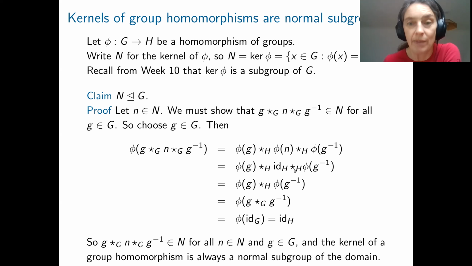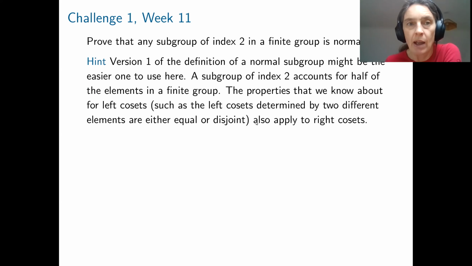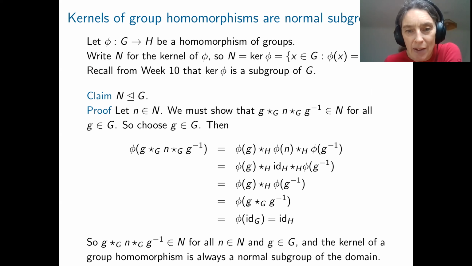That means it acts neutrally in H, so we can just leave it out, and say that this product of three things in H is just phi of g composed in H with phi of g inverse. Phi is a group homomorphism, so phi of g composed with phi of g inverse is phi applied to g composed with g inverse in G. That element of G is the identity element of G. When we apply phi to that, we know, again, from last week's reasoning about homomorphisms, that we get the identity element in H. So the homomorphism phi sends a conjugate of n to the identity element of H. In other words, every conjugate of n belongs to the kernel of phi.